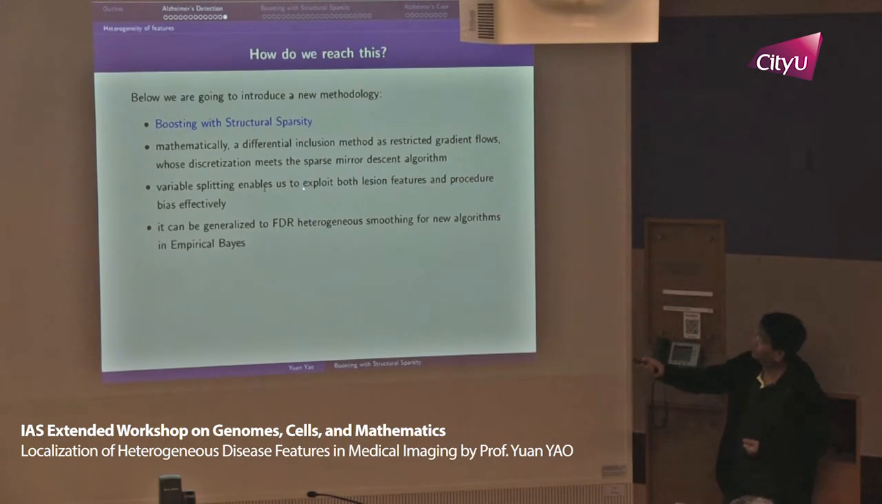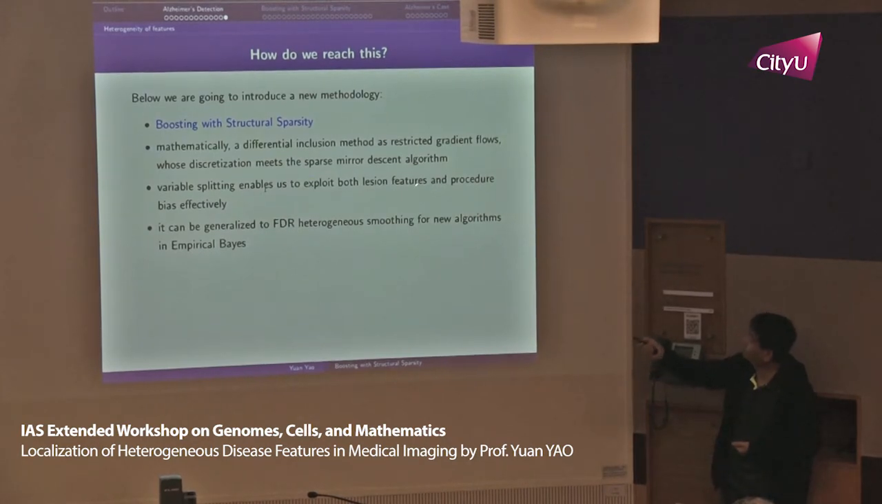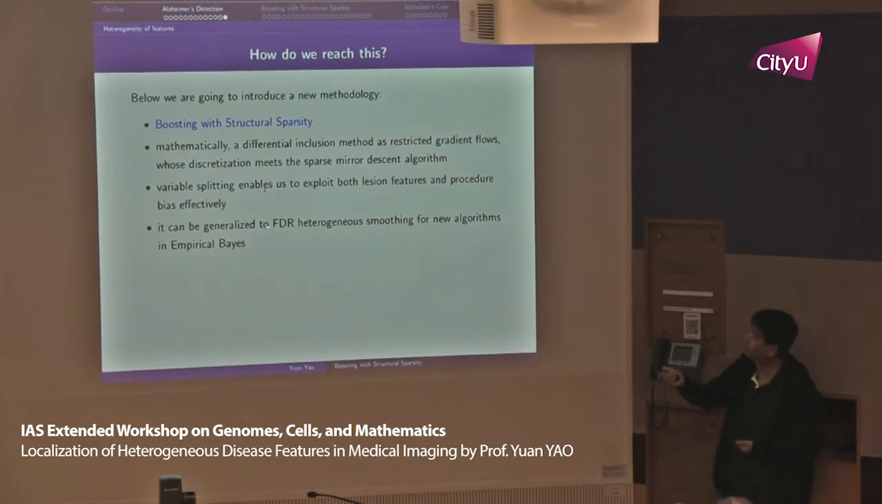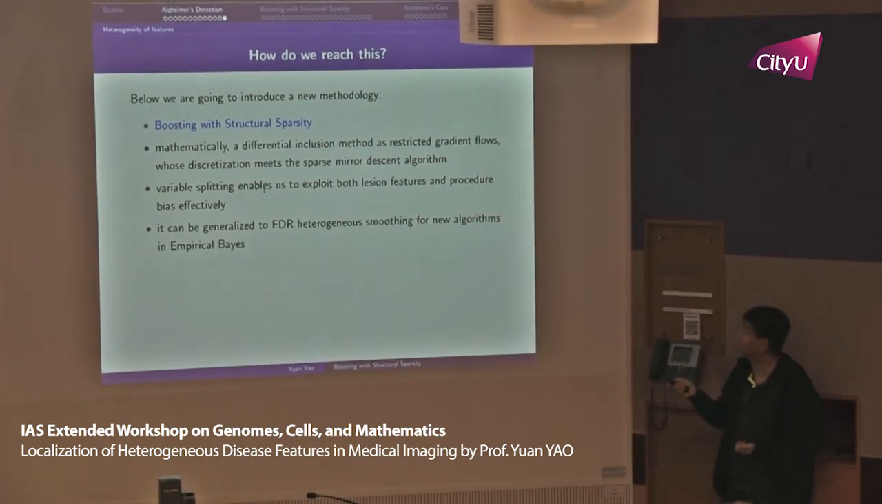The most crucial part for structural sparsity is that we introduce a variable splitting technique, very popular in optimization. However, we find this not only improves the optimization algorithmic implementation, but also improves the statistical precision. So what you have learned, that both lesion features and procedure bias can be simultaneously exploited, is essentially due to this variable splitting technique. We can also generalize this algorithm to statistical FDR heterogeneous smoothing using an empirical bias. You will see this in the coming slides.